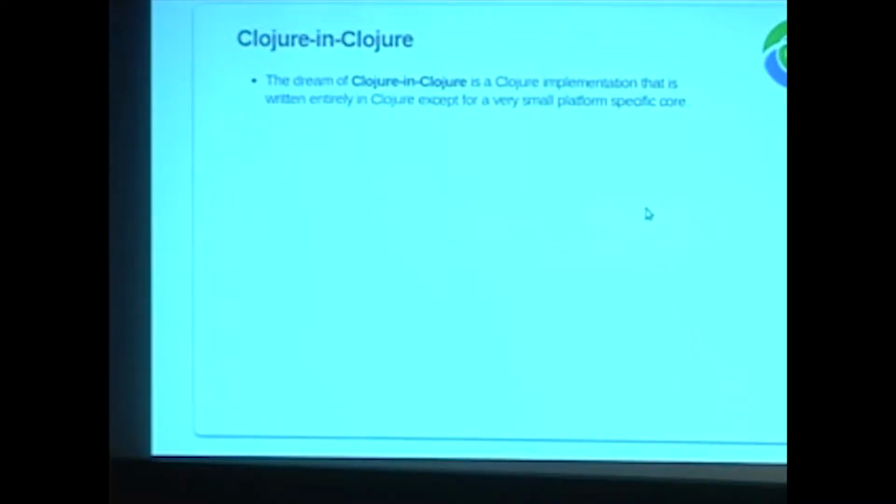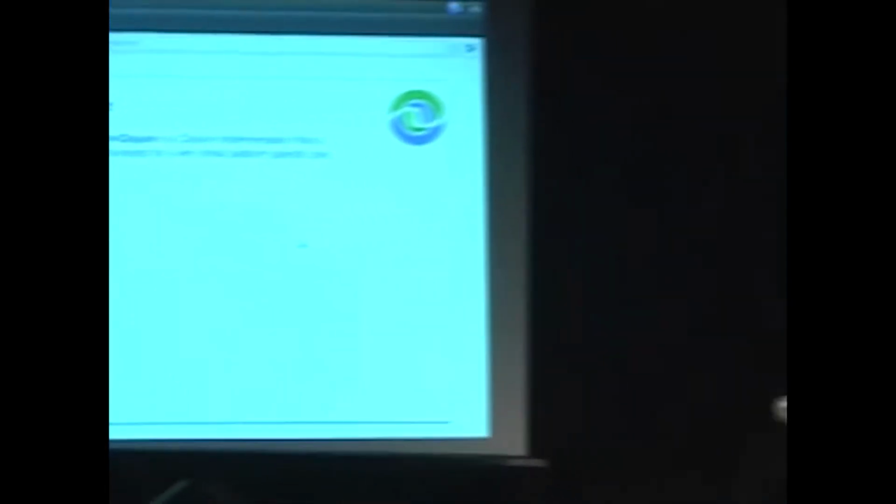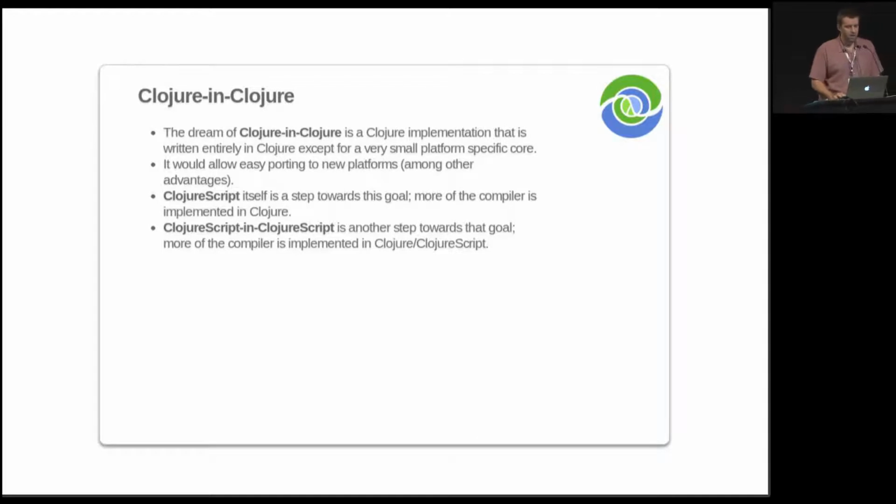does kind of achieve that more than a lot of languages that I've had experience with. The core that is in Java is pretty small, but it could be better, and it would allow Clojure to be more easily ported to other platforms and more quickly, among other advantages. ClojureScript itself is kind of a step towards that goal. A lot more of the compiler is actually implemented in Clojure, or ClojureScript. And I see ClojureScript in ClojureScript as yet another step towards the dream of Clojure in Clojure, because even more of the compiler has actually been implemented in Clojure, well, really ClojureScript in this case.